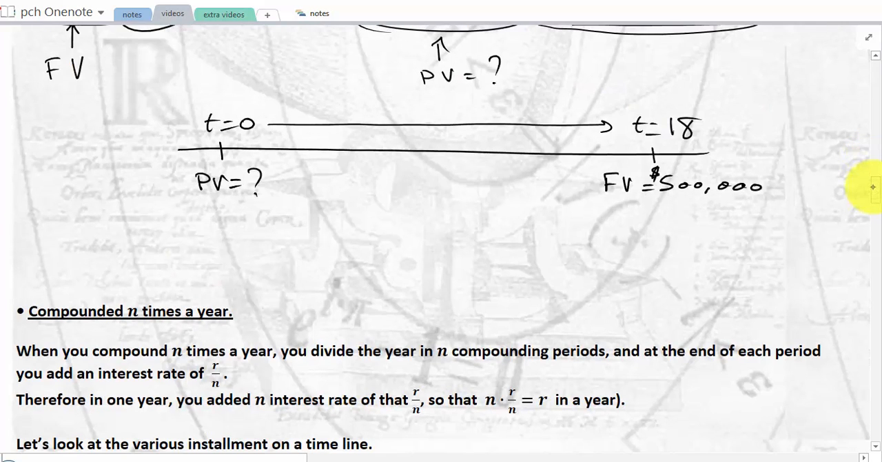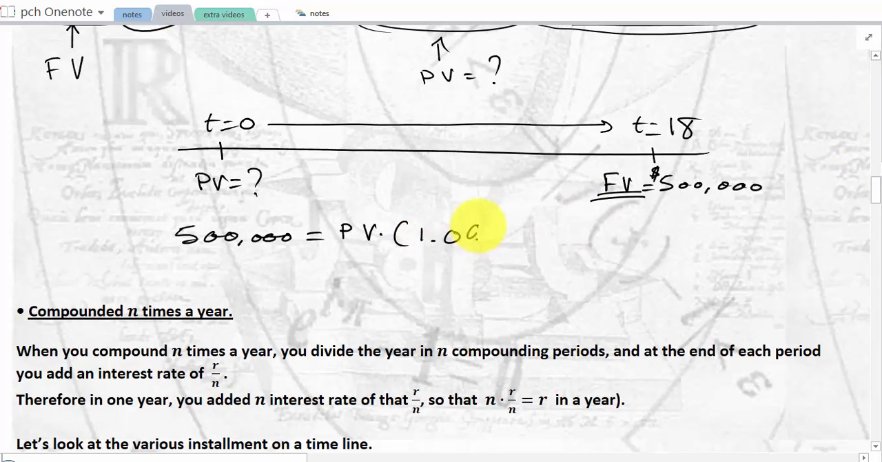So it is the same formula, except that this time you know the future value, right? And you're looking for the present value. So here you have 500,000 equals, well, the present value times 1 plus 9%, right? So 0.09. I'm going to write that directly as 1.09.